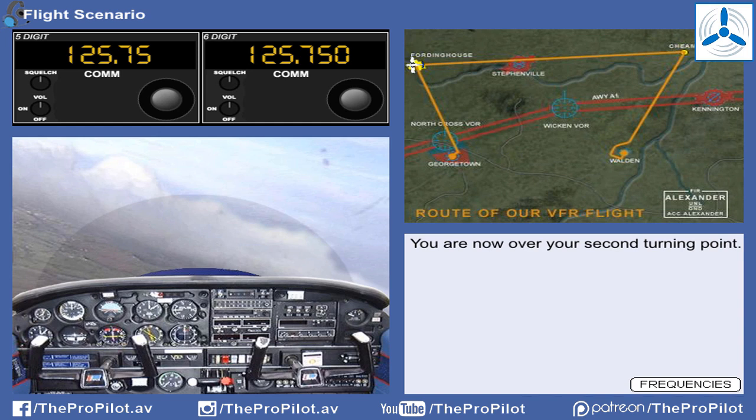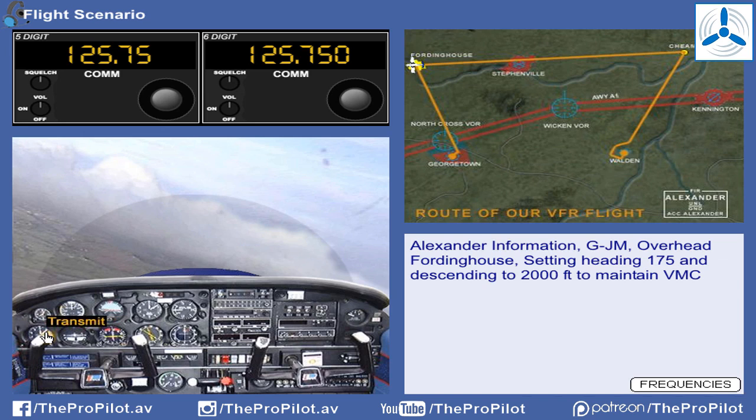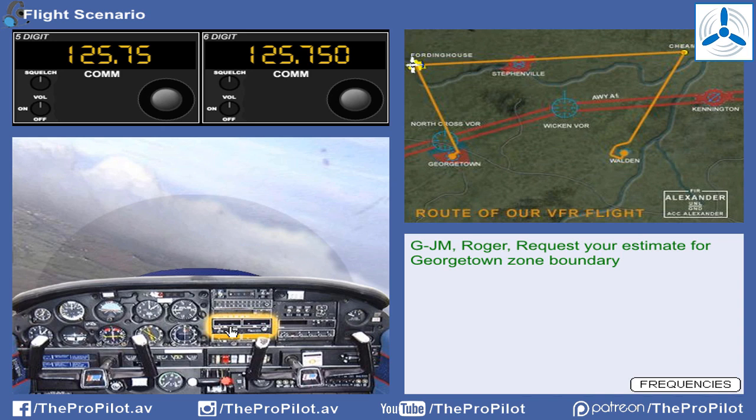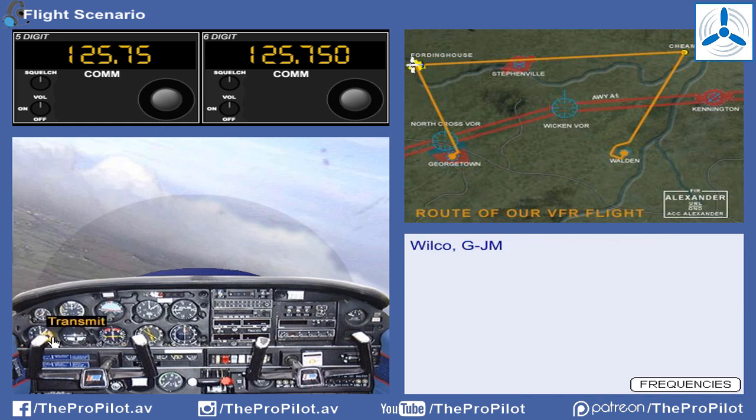You're now over your second turning point. Alexander Information, Golf Juliet Mike, overhead Fording House, setting heading 175 and descending to 2,000 feet to maintain VMC. Golf Juliet Mike, roger. Request your estimate for Georgetown zone boundary. Estimate control zone boundary at 55, Golf Juliet Mike. Golf Juliet Mike, roger. Call when leaving the frequency. Wilco, Golf Juliet Mike.